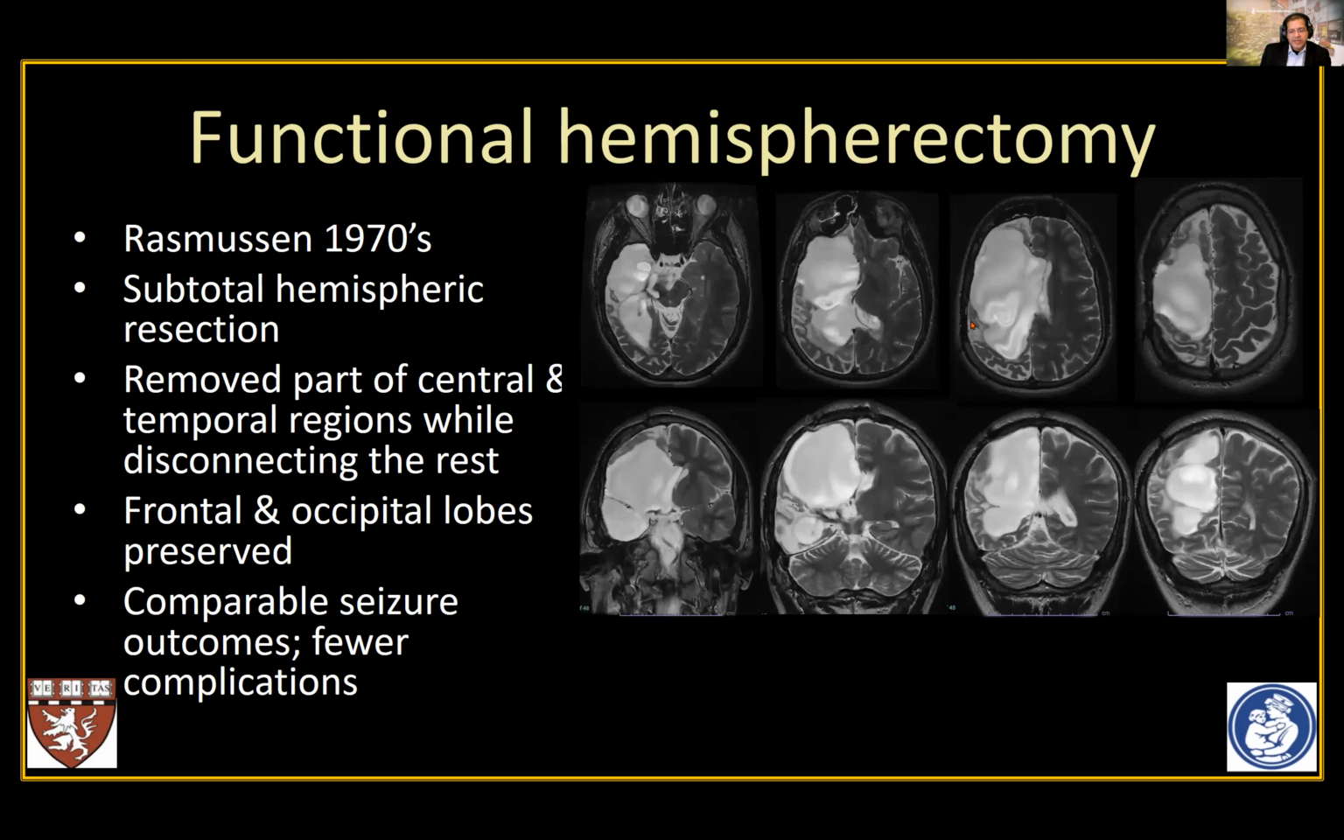Subsequently, in the 1970s, Rasmussen came up with the functional hemispherectomy, which is a subtotal hemispheric resection. Instead of removing the entire hemisphere, he removed parts of the central and temporal regions while disconnecting the rest. And the frontal and occipital lobes, like I said, were preserved. These patients had comparable seizure outcomes and fewer complications.